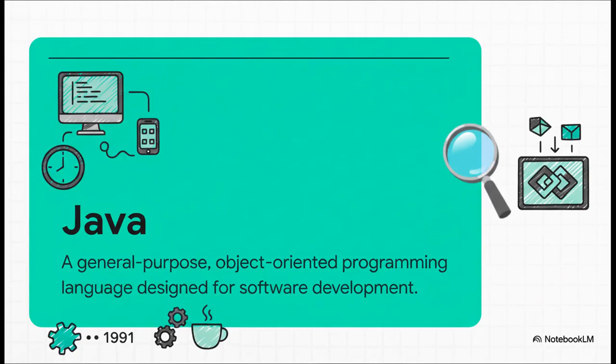So first things first, what even is Java? Well, to put it simply, it's a super popular and really powerful language we use to give computers instructions. It was created way back in 1991 by Sun Microsystems, and since then it's been used to build pretty much everything, from the apps on your phone to massive systems that run big companies.